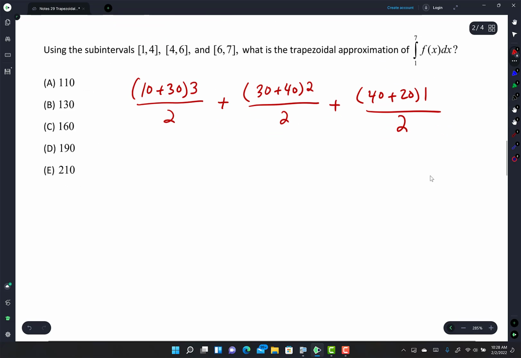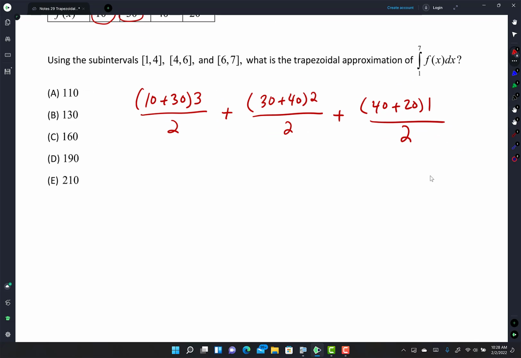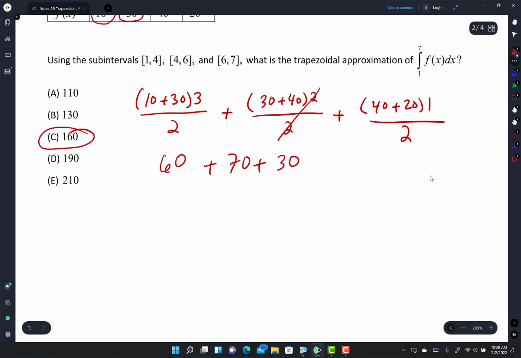All right, so there it is. Now let's see if we know how to add correctly. 30 plus 10 is 40. 40 divided by 2 is 20, and 20 times 3 is 60. Plus, the 2's cancel out right here. What's 40 plus 30? 70. Plus, 40 plus 20 is 60 divided by 2, which is 30. Then add up those: 60 plus 70 is 130, plus 30 is 160.